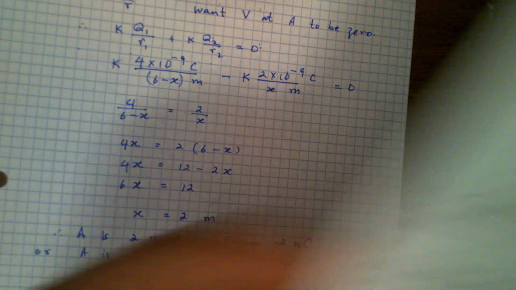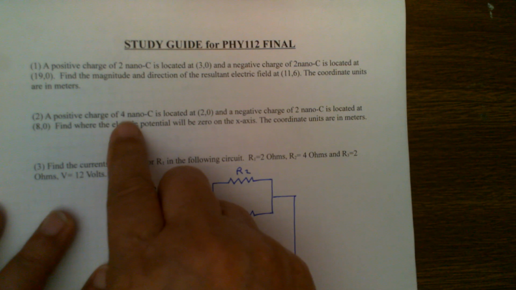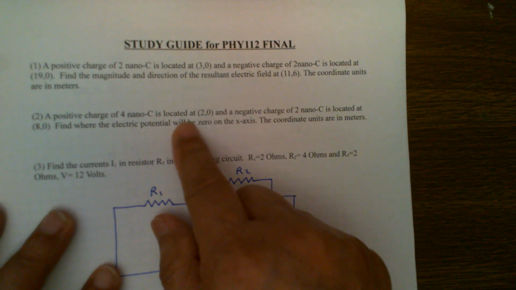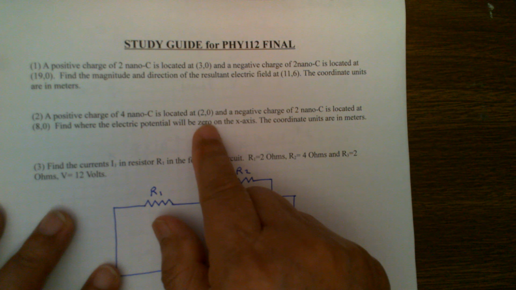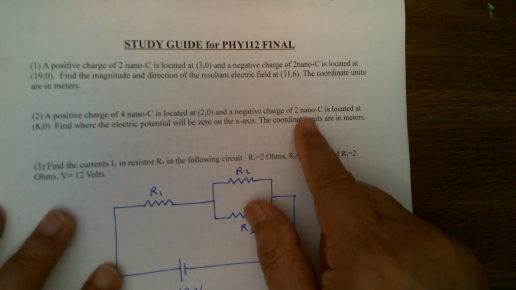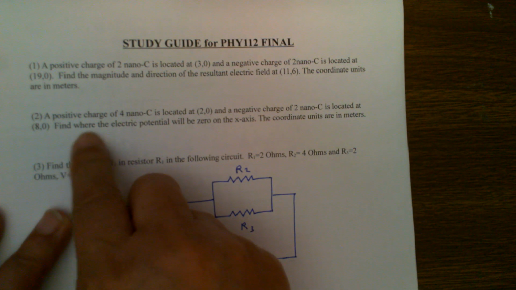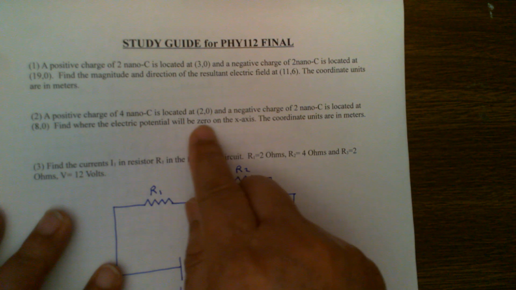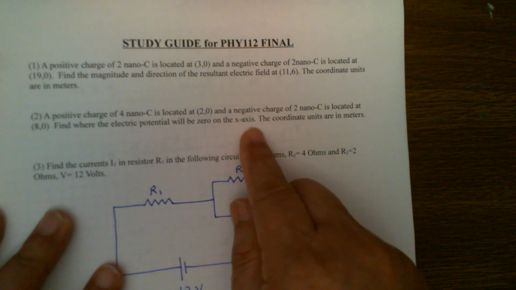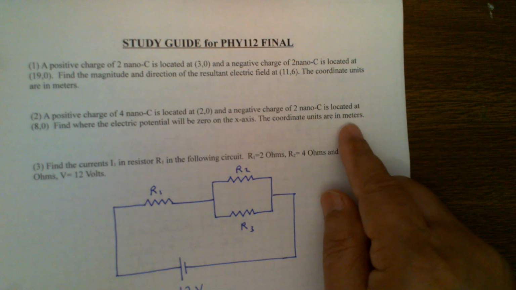The next problem, number 2, is a positive charge of 4 nanocoulomb located at (2, 0), and a negative charge of 2 nanocoulomb located at (8, 0). Find where the electric potential will be 0 on the x-axis. The coordinate units are in meters again.